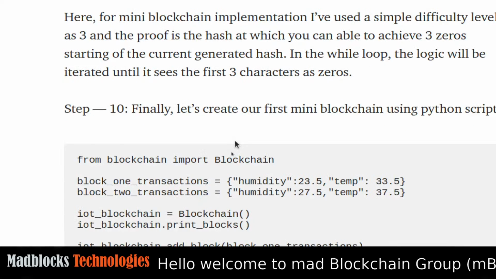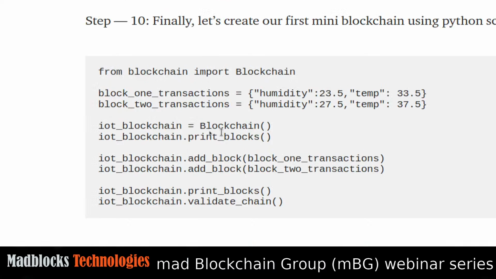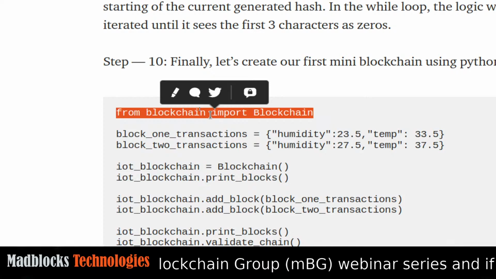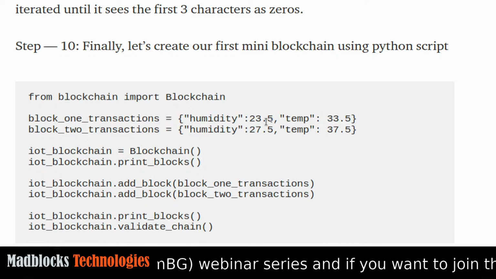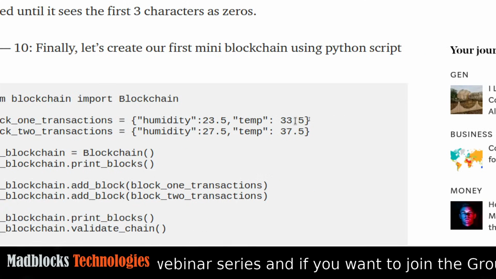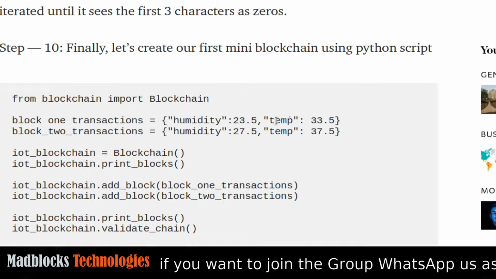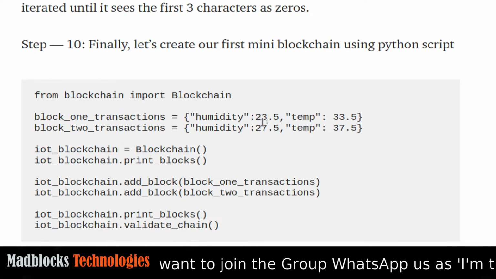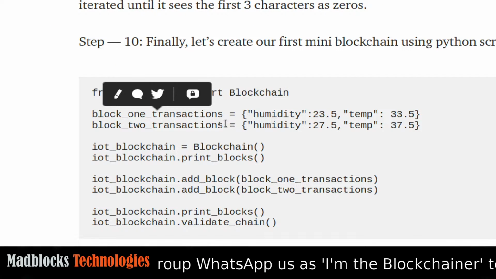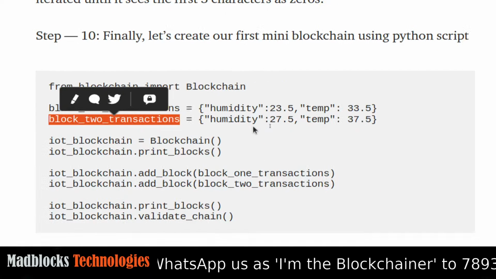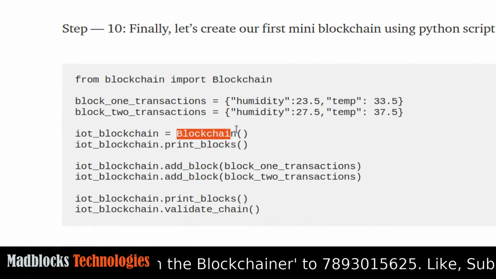Finally we have to make some transactions. Okay, this is the final code where we have to import the blockchain class. Say we have two transactions. Say I have taken an IoT example. So we have humidity 23.5, temperature 33.5, humidity 27.5, temperature also 37.5. Okay, some humidity and temperature values. So what I did here, I have created two transactions. Block 1 transactions equal to this, block 2 transactions equal to this. I have created a blockchain by using the blockchain class. So here I have created an IoT blockchain.